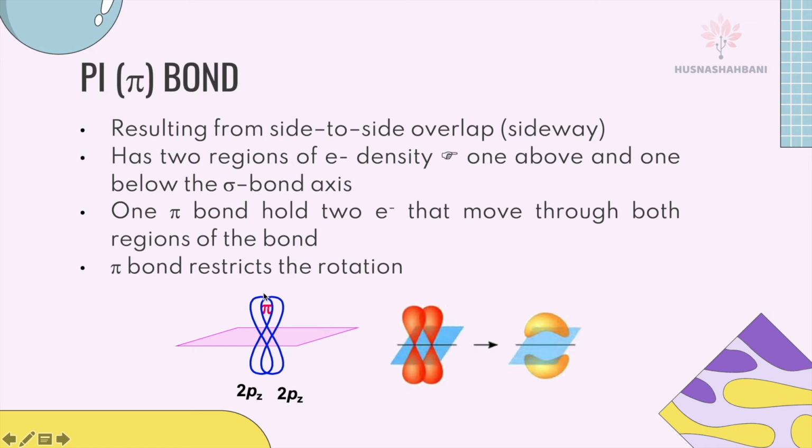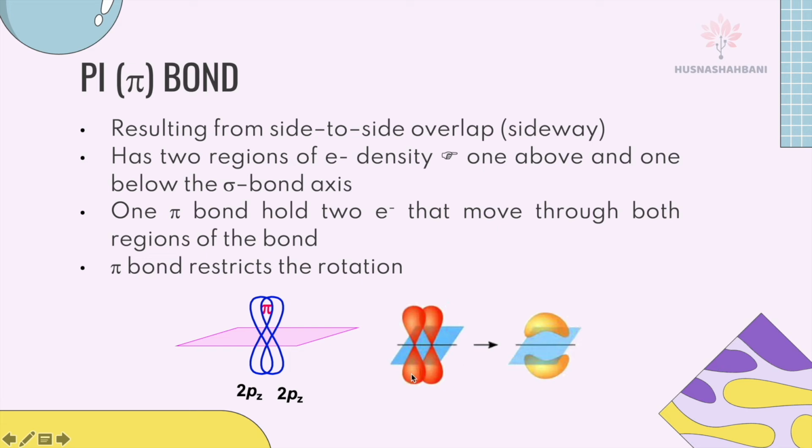Pi bond resulting from side-to-side overlap has two regions of electron density. If you notice, this one is a 3D drawing. On top, there's overlap on top and another overlapping area on the below part. Two regions of electron density, 1, 2. One above, one below the sigma bond axis. Usually here is the position of the sigma bond axis because sigma bond is end to end. So it's on top and below the sigma bond axis.